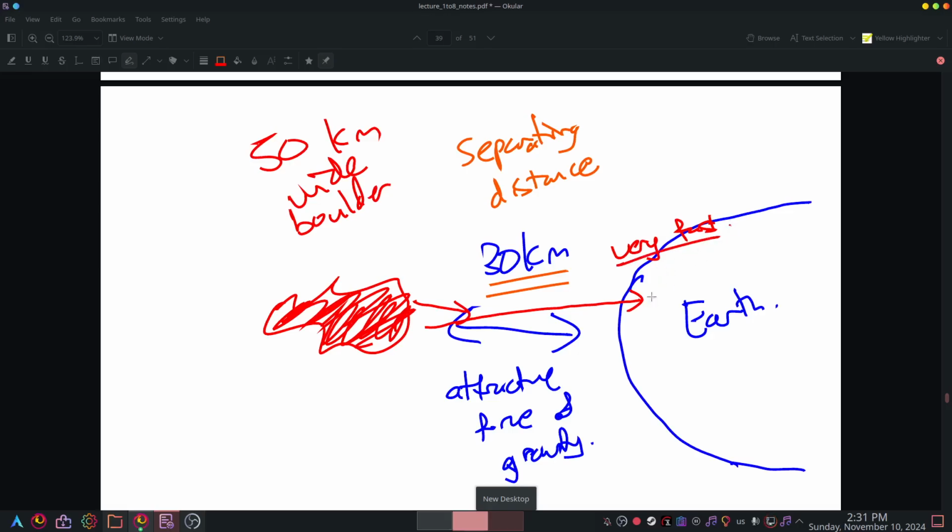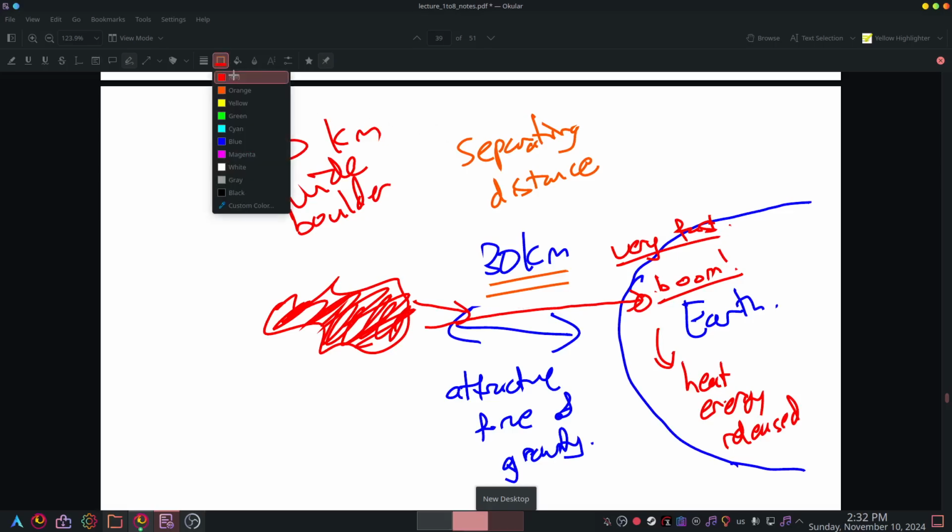So what happens when a very fast object hits another stationary object, in this case Earth? Boom. So what does this mean? Heat energy is released, along with sound energy, shock waves, and general mayhem for everyone else living on Earth. It's not going to be a good day. I think this is the premise of a lot of movies.